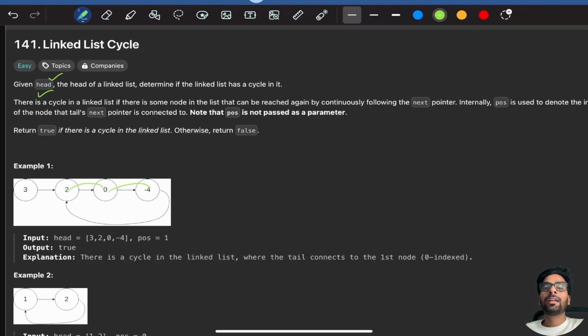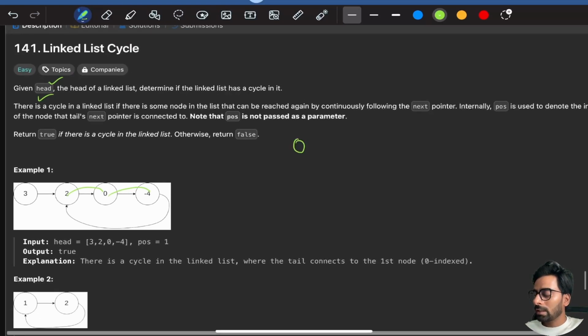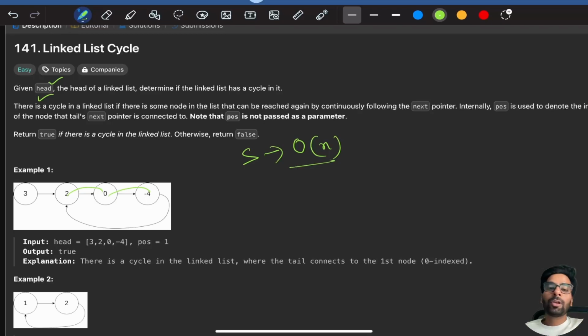Similarly, here, if we are traversing the linked list, we'll keep the values in the set. And if I'm visiting a value and that value is already in the set, that means it's a duplicate value, and we can tell there is a cycle in the linked list. But this approach will cost us O(n) space complexity because at max we have to keep every node in the set, right? So definitely it's not a very good approach, and the interviewer might not be happy with this. So we have to think of something better.